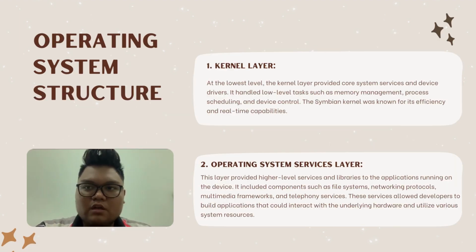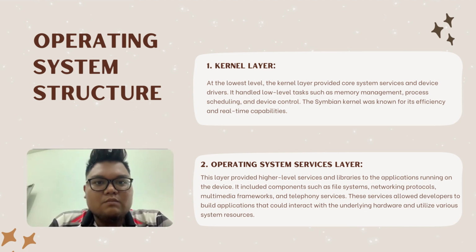So now I'm gonna tell you about operating system structure in Symbian Nokia. The structure of the Symbian OS can be divided into 4 main layers. So number 1 is kernel layer. At the lowest level, the kernel layer provided core system service and device driver. It handled low-level tasks such as memory management, process scheduling, and device control. The Symbian kernel was known for its efficiency and real-time capabilities.